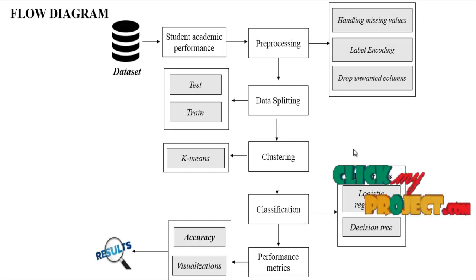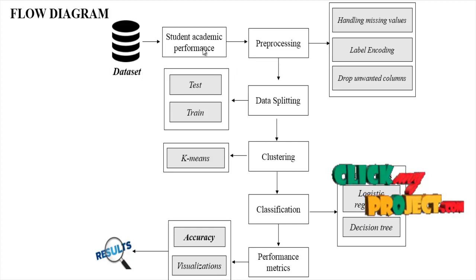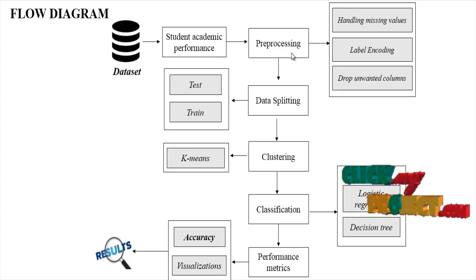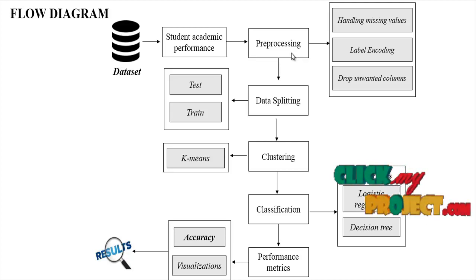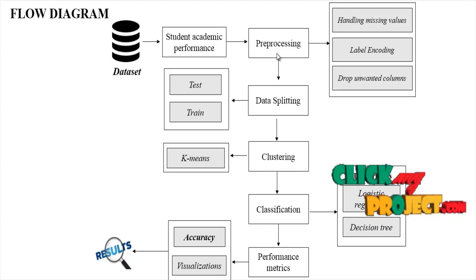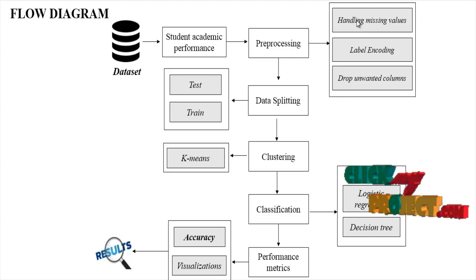Now we are going to see the flow of our process. First, the dataset: our dataset name is student academic performance. We have to pre-process the input dataset. In this step we handle missing values, perform label encoding and drop unwanted columns. Pre-processing means we remove the unwanted data or unnecessary noise from our input dataset, using three techniques.